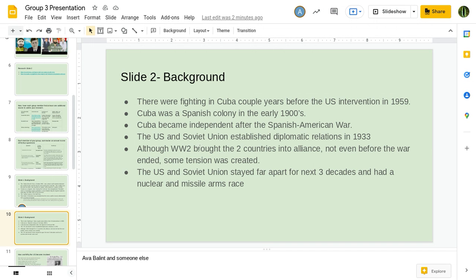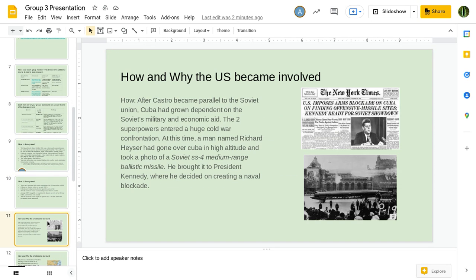Although World War II brought the two countries into alliance, even before the war ended, some tension was created. The US and Soviet Union stayed far apart for the next 3 decades and had a nuclear and missile arms race.